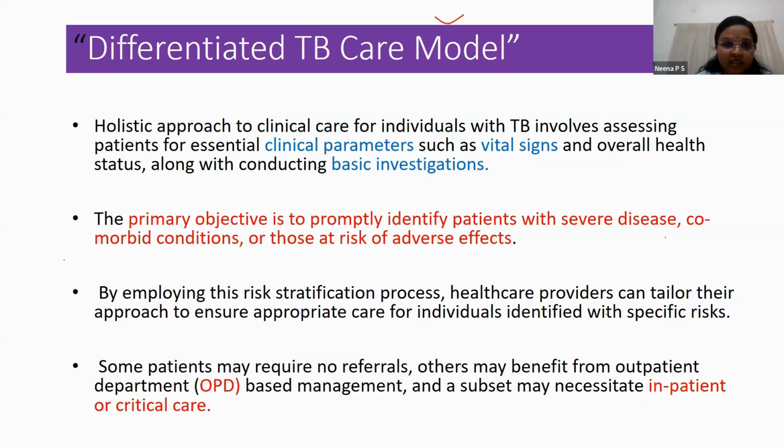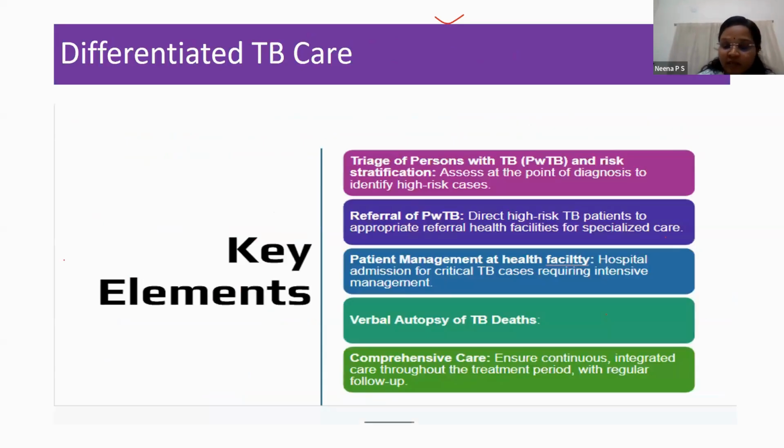That can be done with the clinical parameters, important vital signs, and also the basic investigations like your LFT, renal function, the electrolytes. All has to be done, and you have to triage the patient, and assess the severity of the disease, and also assess the comorbid illness as well as the risk of adverse effects. And after triaging, you need to decide whether the patient can be managed as an OP, or whether he has to be treated as an inpatient, or he has to be in a critical care setting. So that is the differentiated TB care in a nutshell.